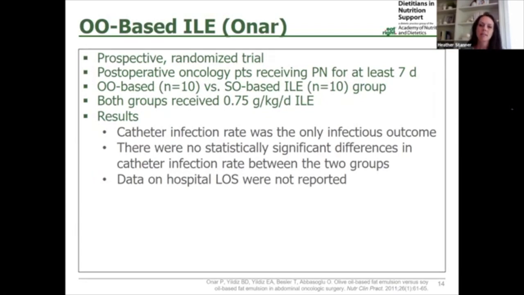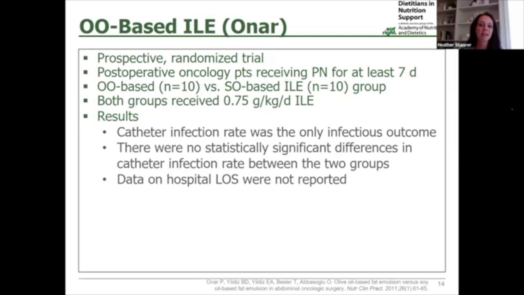This study was unique to the other studies in that it only looked at catheter infection rate, and what they found was that the catheter infection rate was the same between the 2 groups, as 2 patients in each group experienced a catheter infection.